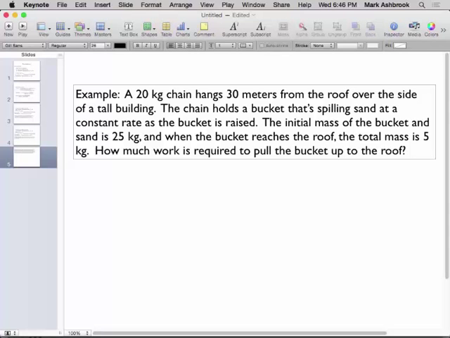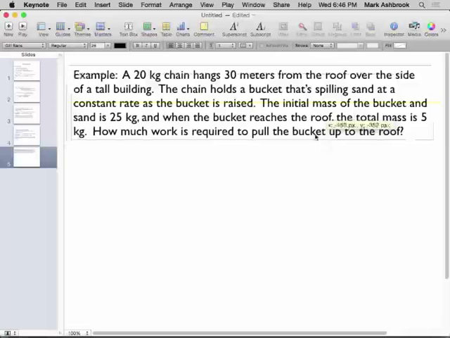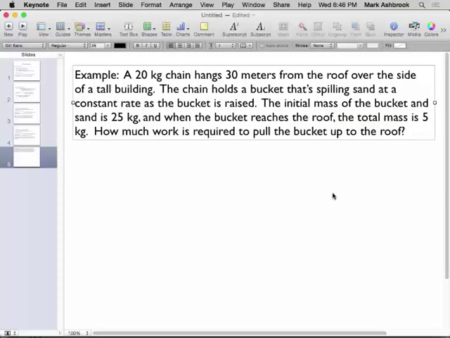So this is harder. This is more typical. So not only do we have the chain, which is changing, its weight is changing as we get more and more of the chain on top of the roof, but now we've got this bucket, and it's spilling sand, and that's changing as you go up. So here's the key to this and many problems. So first of all, a picture. Okay, we want to get a picture. So again, same building, same chain.